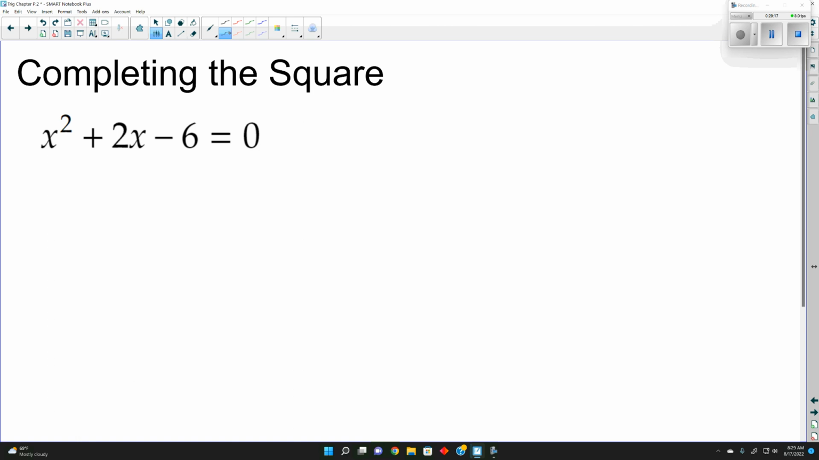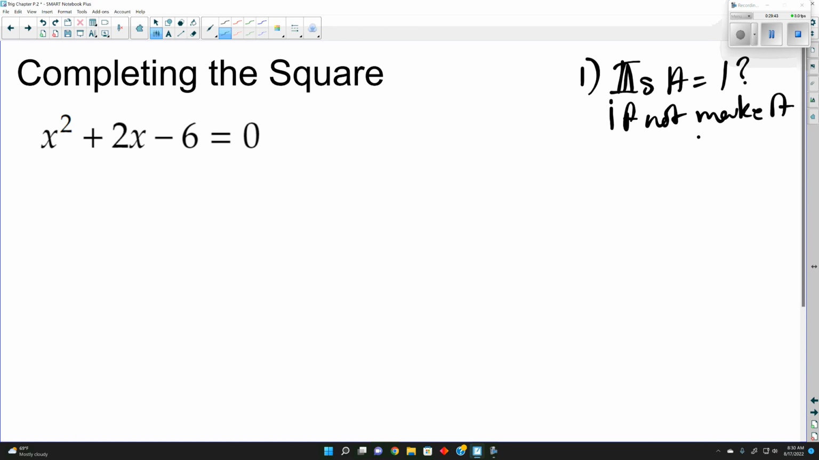Completing the square works very nicely if a, the term in front of x squared, is 1. If not, it gets a little funky really quick. But luckily here, a is 1. Because our first main step is: is a equal to 1? If not, make it so. Essentially, we have to divide the entire equation by whatever that number is.